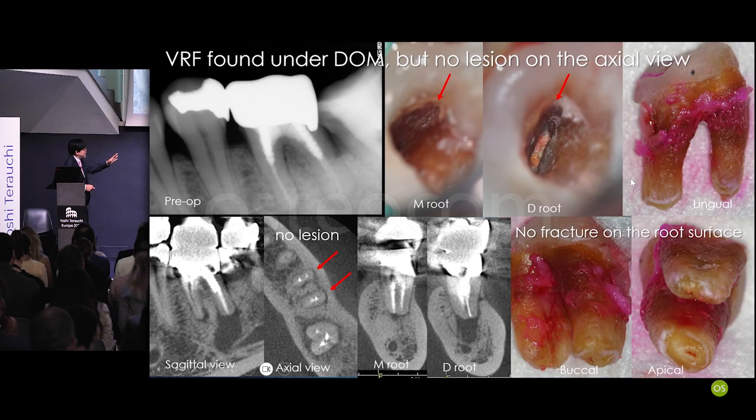Look, however, there was no crack on the root surface. Oh my God, I extracted the tooth without a vertical root fracture. Terrible. So I should have trusted the CBCT, what I saw on the CBCT images.